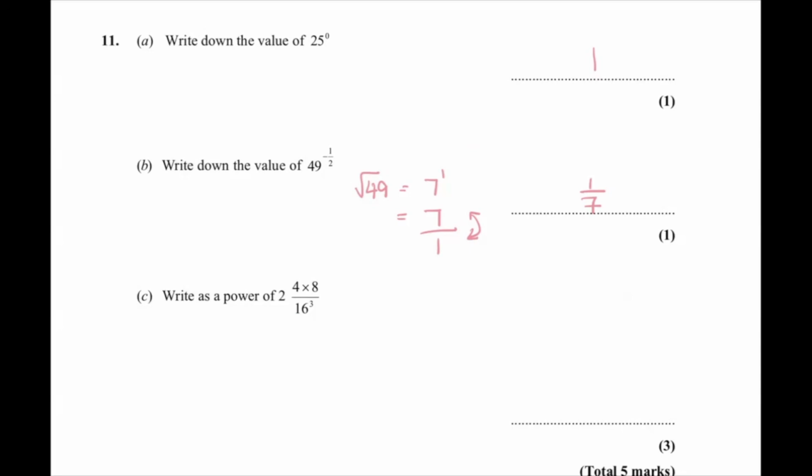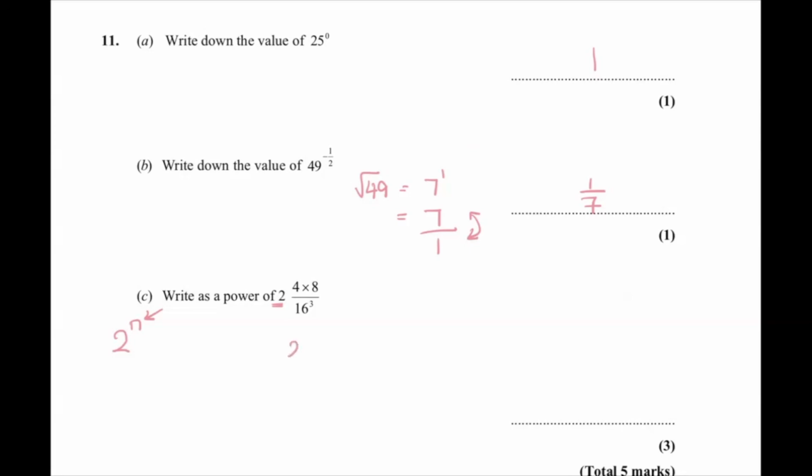Now, we're being told in part C to write as a power of 2. None of these numbers are written with a base of 2. So when it says write as a power of 2, what that means is you will, in your final answer, have base 2 with some sort of power on the top. So what we are going to do is change all of those numbers into base 2.